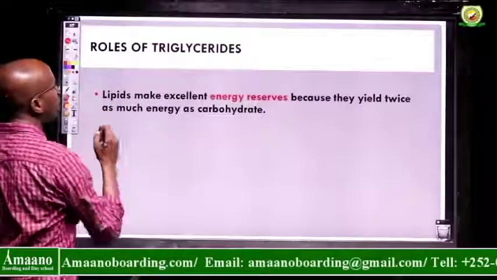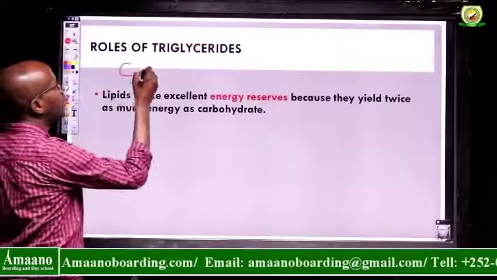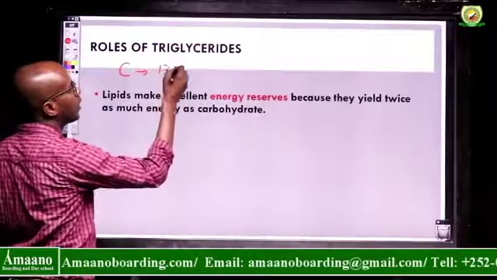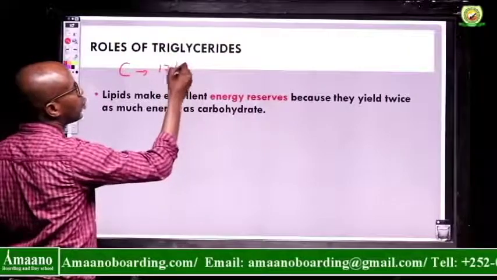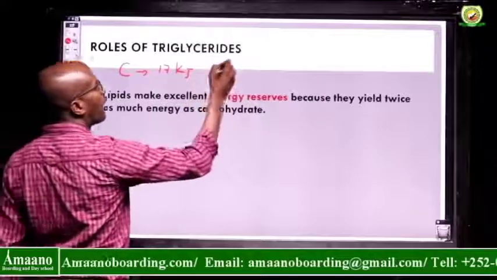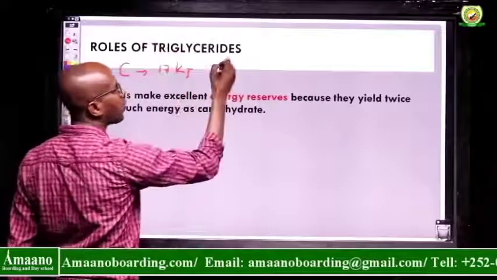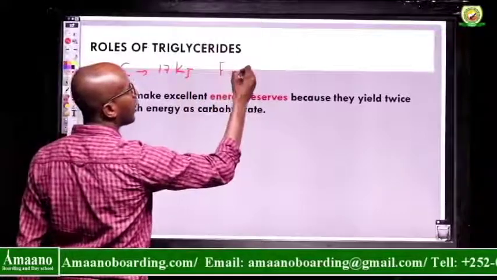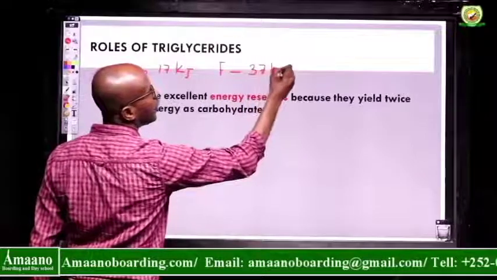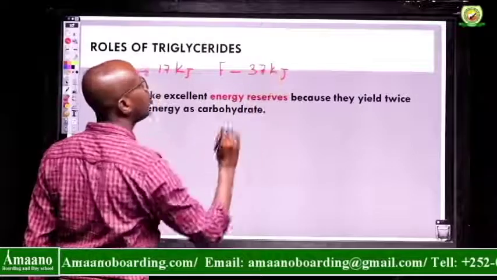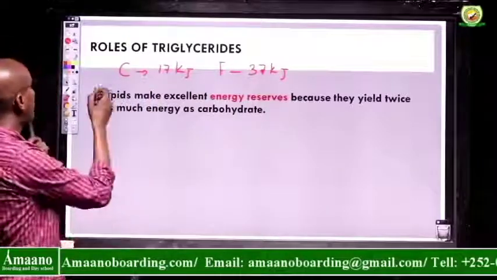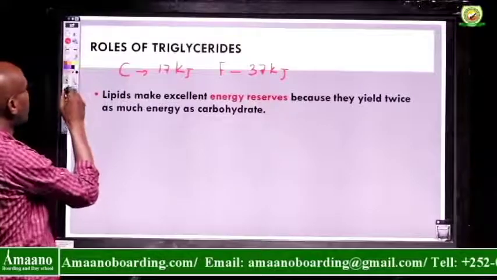For example, 1 gram of carbohydrate can produce 17 kilojoules of energy, while the same amount of fat or lipid can produce 37 kilojoules of energy. So it produces more than twice that of the same amount of carbohydrates.